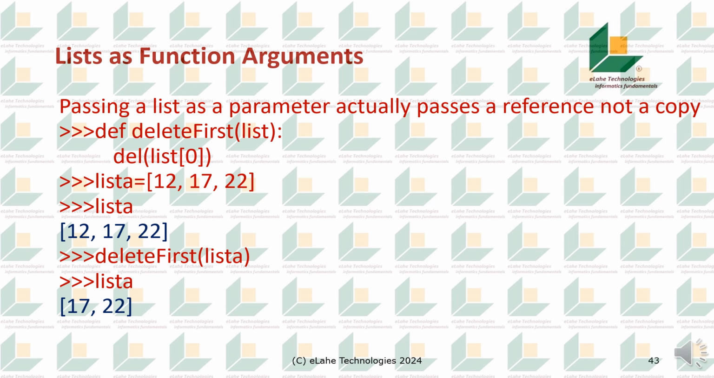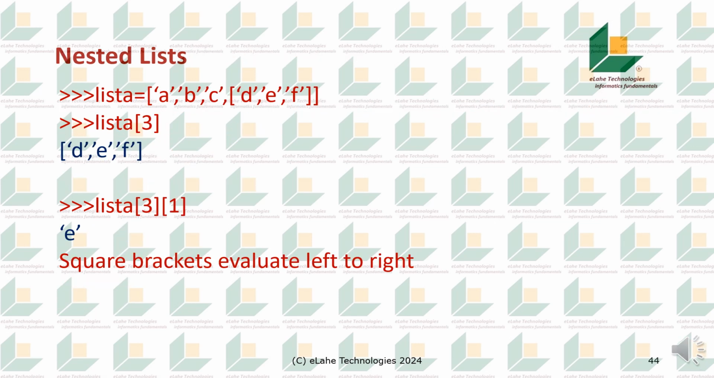In the example shown, the first element of the original list, which is passed as a parameter, is deleted. Python supports nested lists. Elements inside such nested lists may be referenced using multiple square brackets, which are evaluated by the Python interpreter in a left-to-right order.